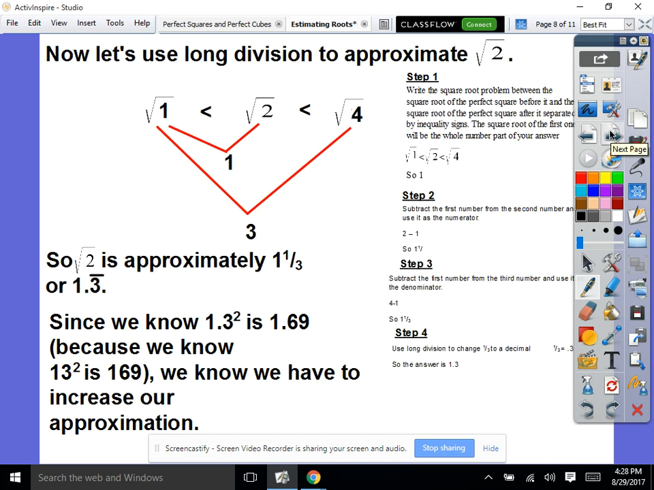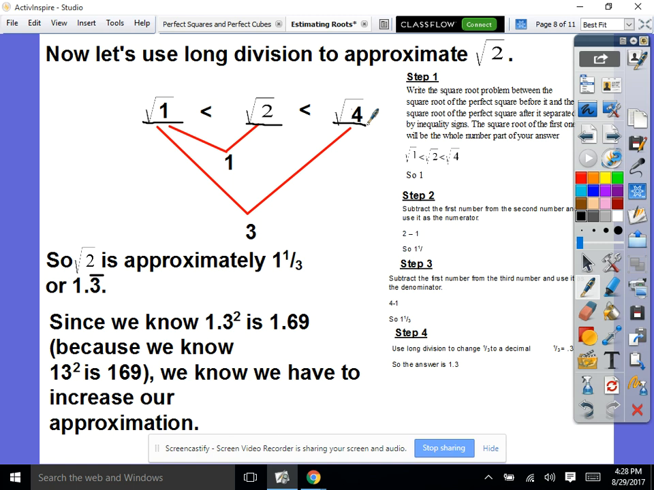All right, now we're going to use the long division approach to approximate the square root of 2. First of all, step 1, we're going to write the square root problem between the square root of the perfect square before it and the square root of the perfect square after it. So we know that the square root of 2 falls on the number line between the square root of 1 and the square root of 4.